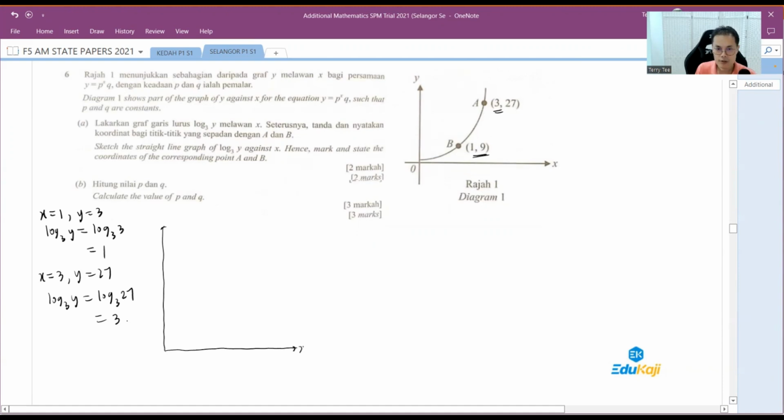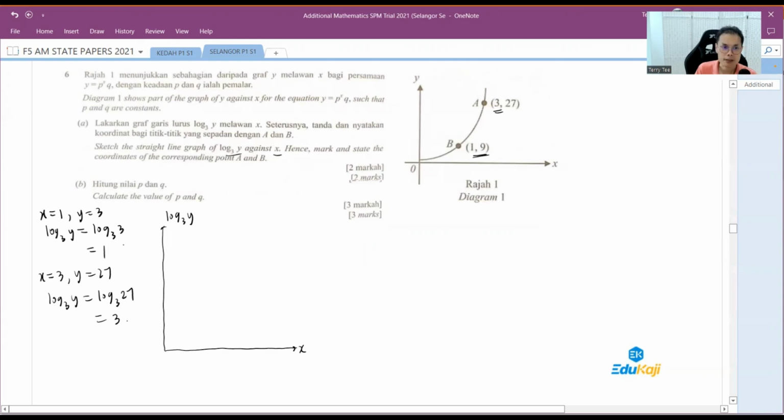So this is my horizontal axis, which is x. My vertical axis is log base 3 y. Remember, you're supposed to sketch the graph of log 3 y against x. So we have 2 points. The first point is 1, 1. Okay, 1, 1. Maybe I would just write 1, 1.